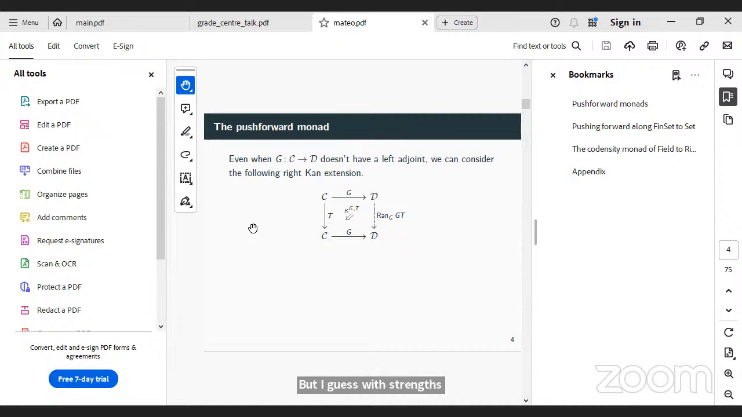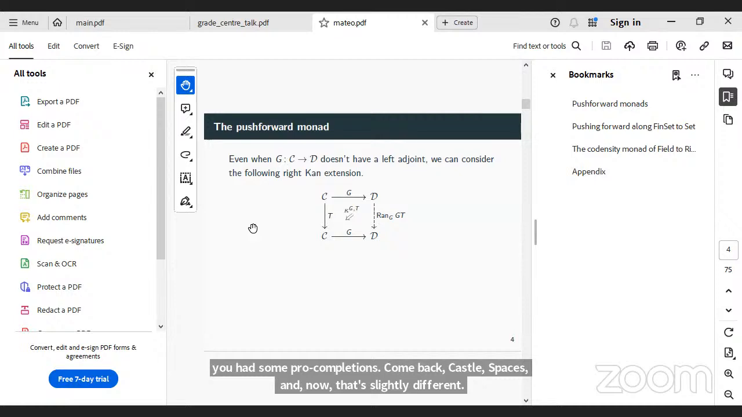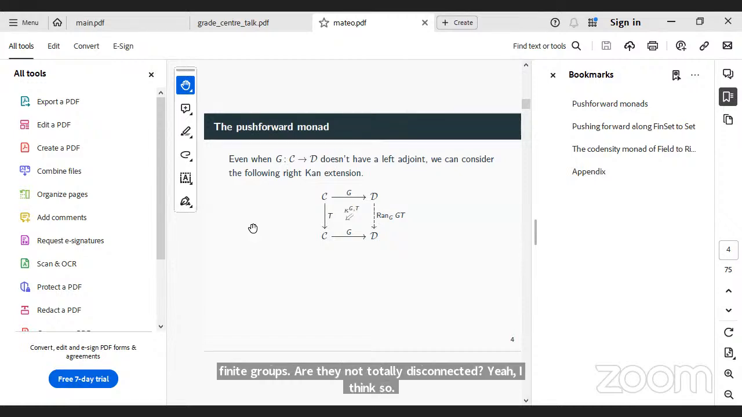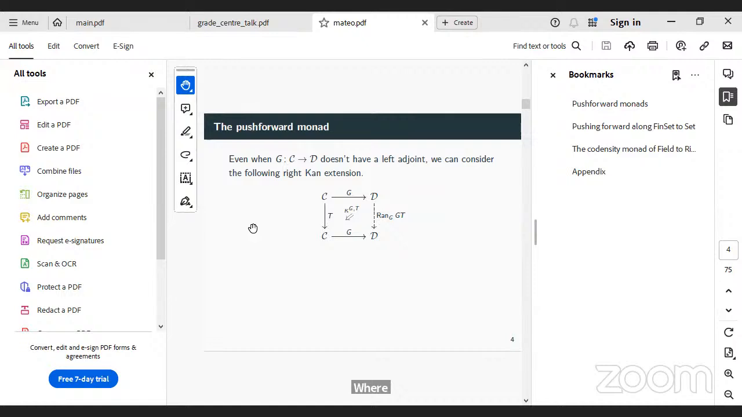So you had some pro completions. You had compact Hausdorff spaces and finite groups. Now that's slightly different, isn't it? Because profinite groups, are they not totally disconnected? Yeah, I think so. Whereas compact Hausdorff spaces, yeah. So there seems to be a bit of a difference. I know there's a bit in chapter 6, I think, of Stone Spaces by Peter Johnstone about some things that work and don't work with pro completions. Interesting. You might like to look at that.